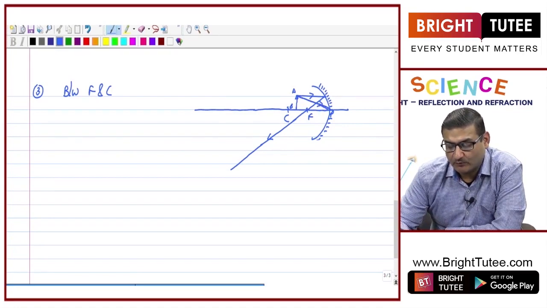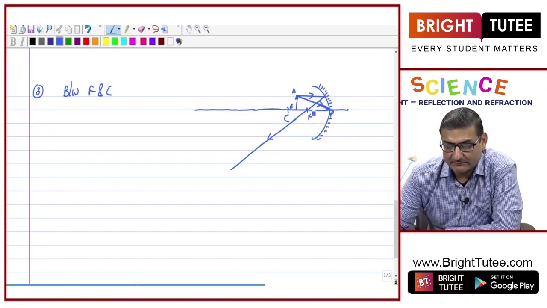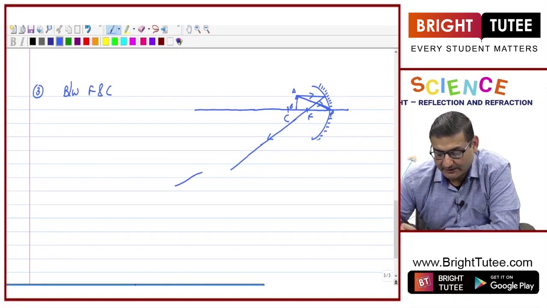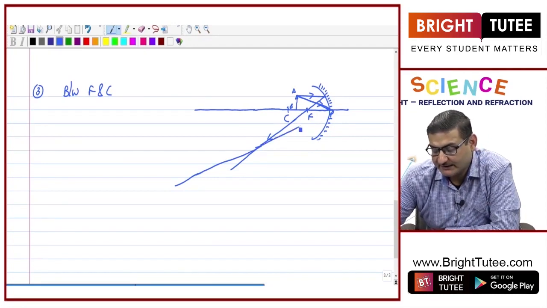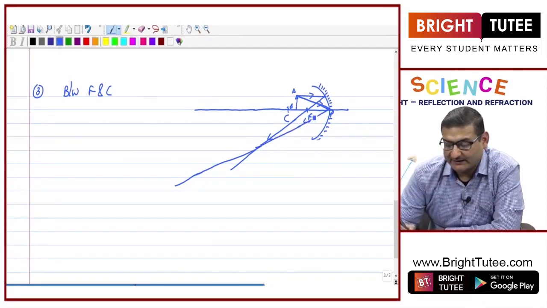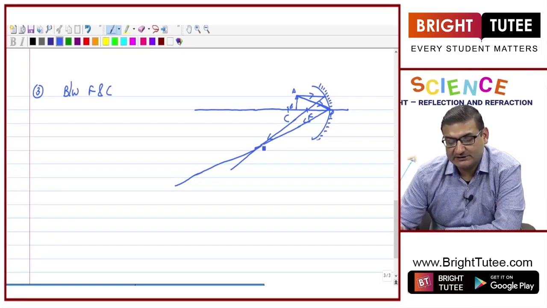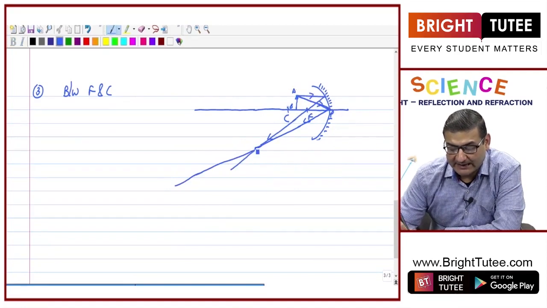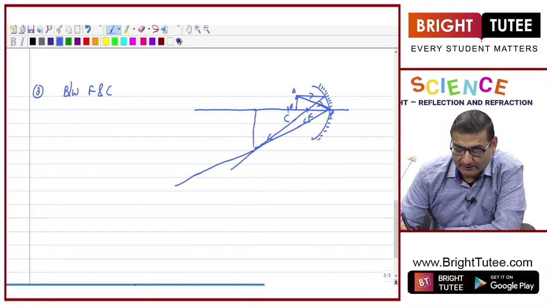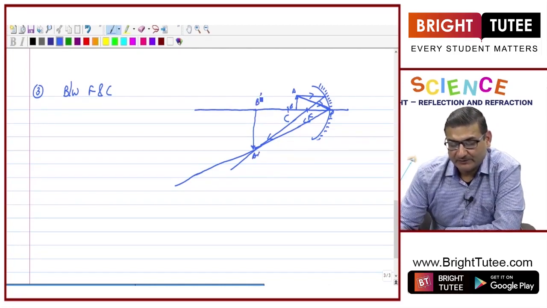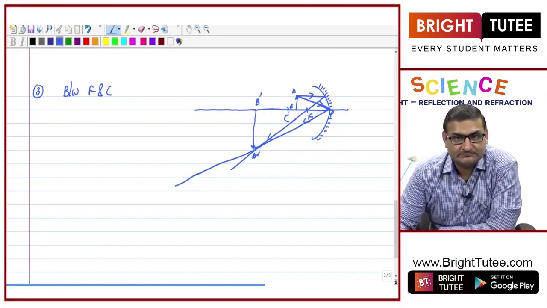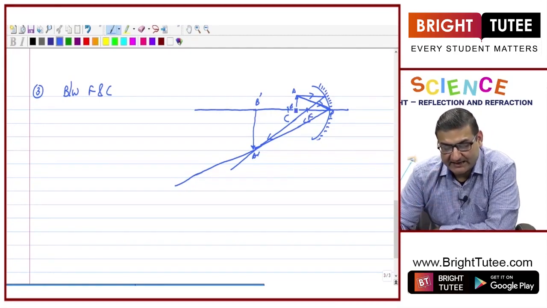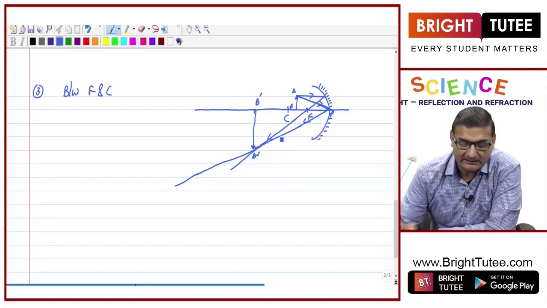If it strikes the pole, then it will be reflected, making the same angle as that of the principal axis. When we join this ray of light, we will see that this reflected ray meets our initial reflected ray at this particular point, the point where they are actually meeting. At this point we will say that the image will be formed. We are representing it as A dash B dash. So, if the object is placed between F and C, this is where we will find the image.